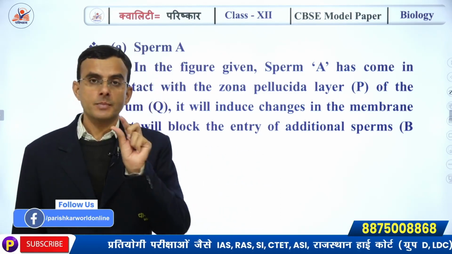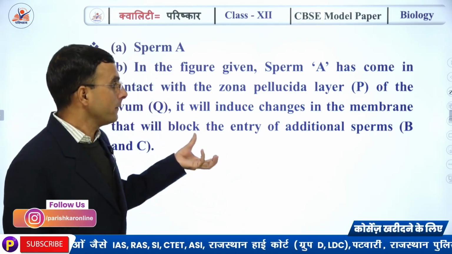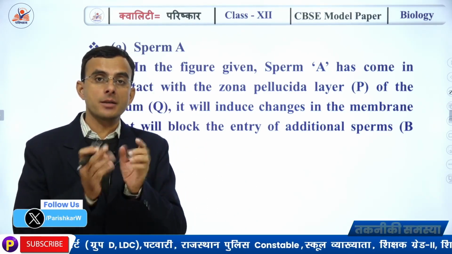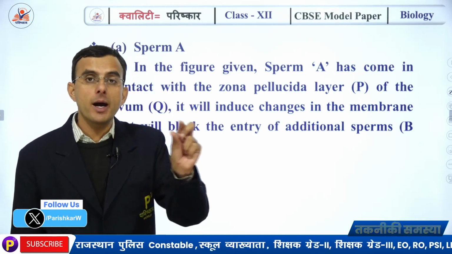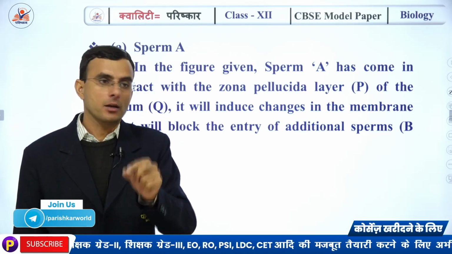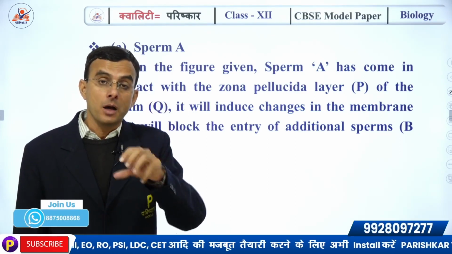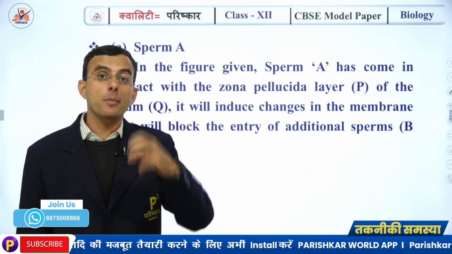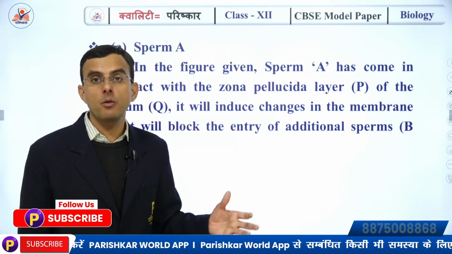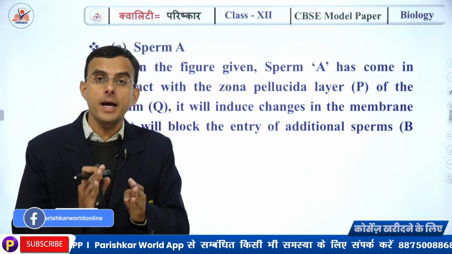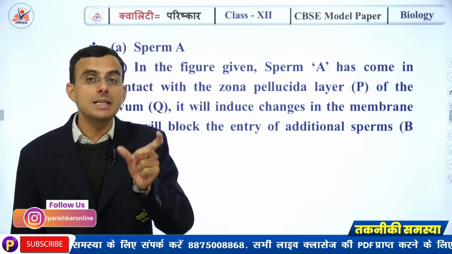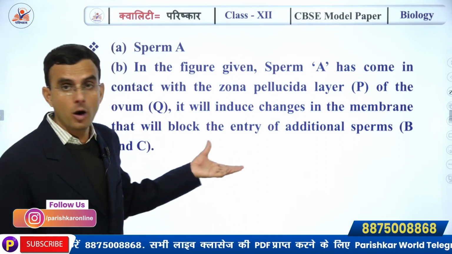Look at this one. If there is a fertilization, that means a sperm is able to enter into the ovum. After the first entry, that is monospermy. The first sperm has to stop the entry of another sperm into the ovum. So because of that reason, changes have to develop, and they develop in the different layers of the structure of the ovum.